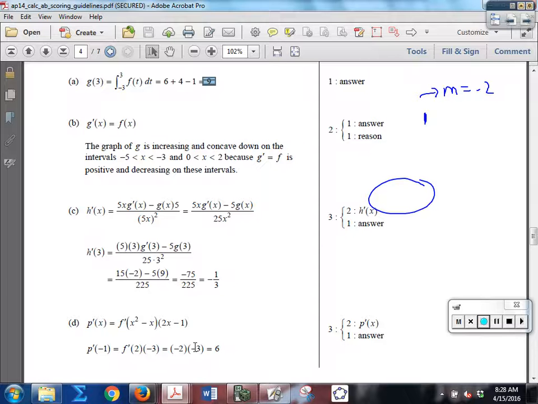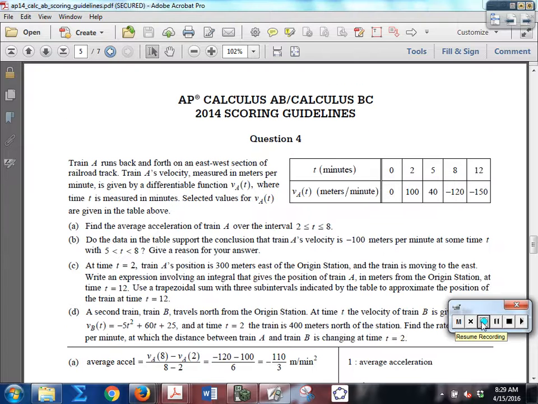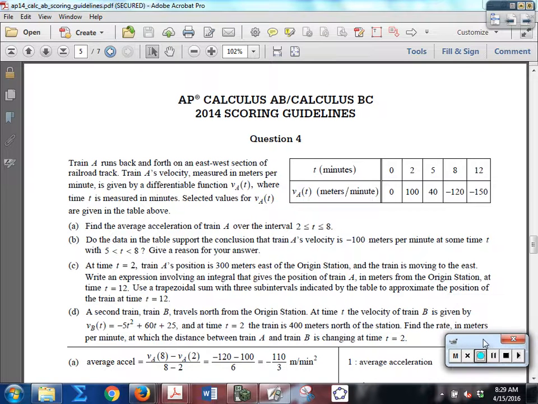You have your train for question 4. It runs back and forth. Find the average acceleration. So average acceleration, this is velocity. Everyone was pretty good at thinking, oh, velocity, average acceleration is change in velocity. You didn't have a function to do the integral of, right? So you just used the table and did slope. That one was just slope.